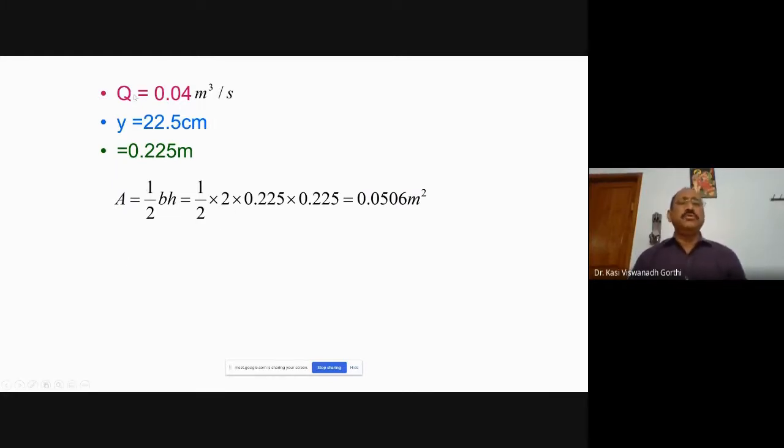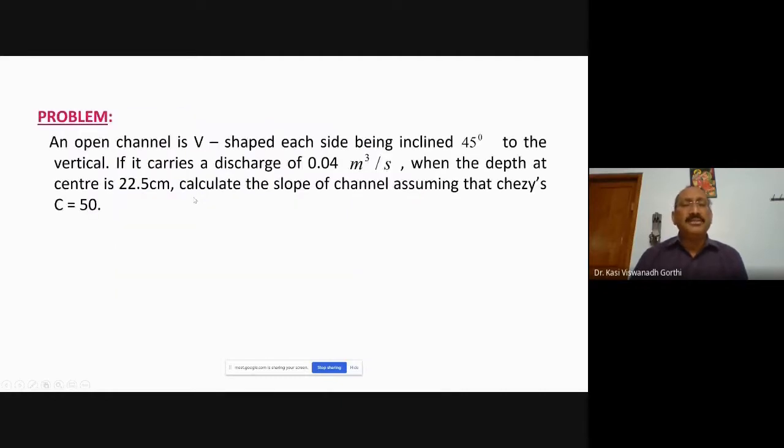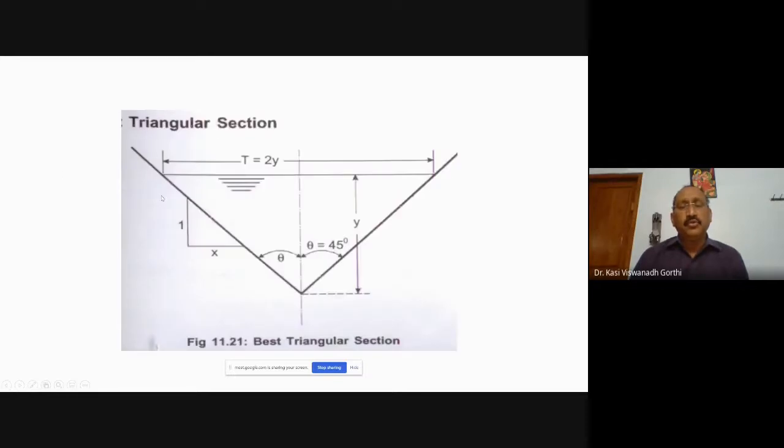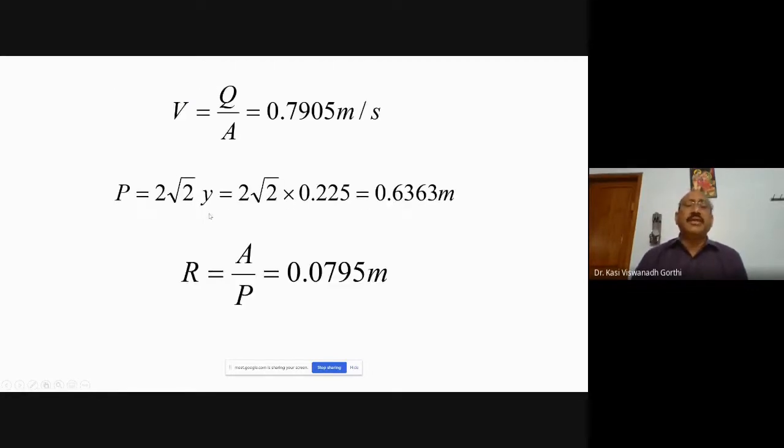So Q is equal to 0.04 meter cube per second, given y, the depth of flow, 22.5 centimeters or 0.225 meters. Wetted area A will be equal to half of base into height. Height is given as 0.225. So A is 2 into 0.225 into 0.225, which is equal to 0.0506 square meters, the wetted area we computed.